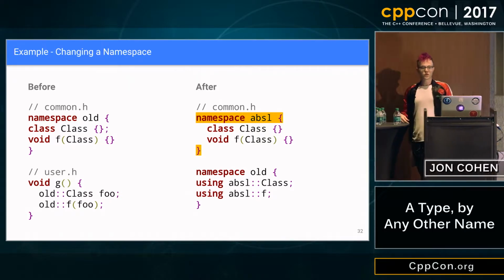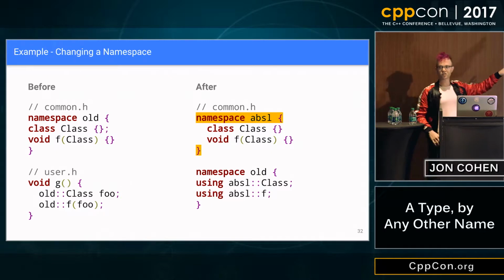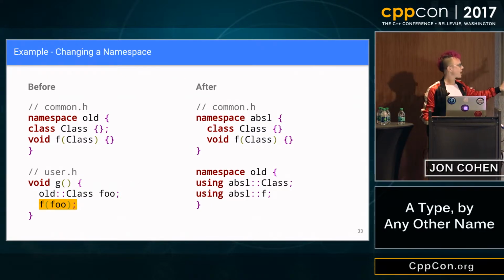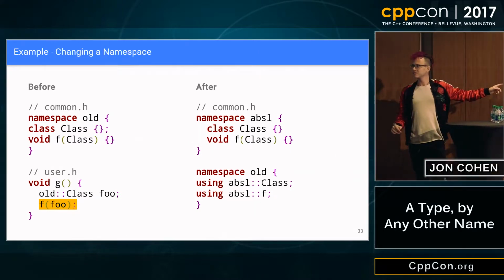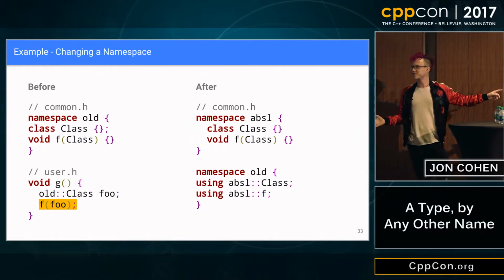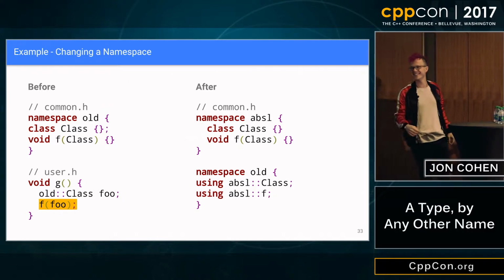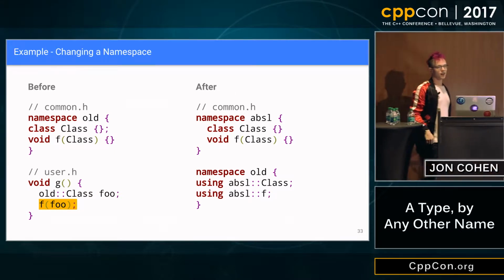Afterwards, we just put the class and the function in namespace absl, alias into it, and this situation works totally fine. This is great. Does anybody know what happens if that was the user code? Does this compile? Don't all answer at once. You have a 50% chance. You don't count. This does compile. This is totally fine.